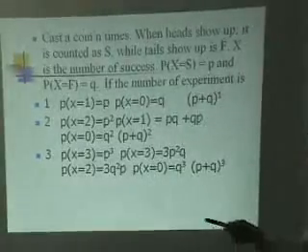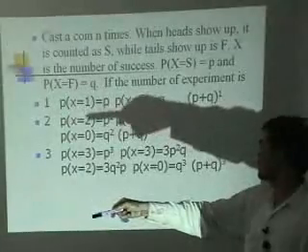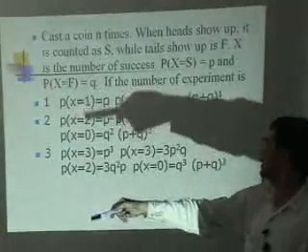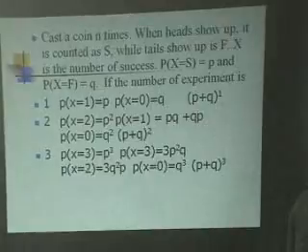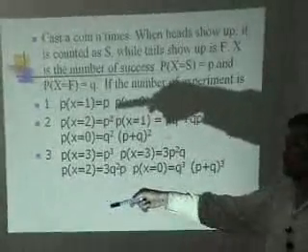Now you do the experiment 2 times. What's the probability that X is equal to 2? So you have 2 successes, right? That is P squared.